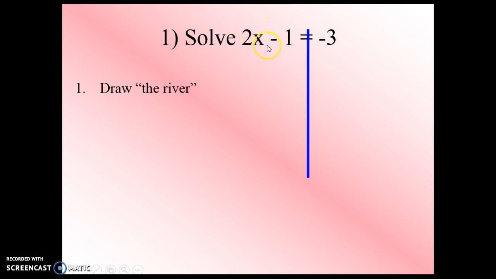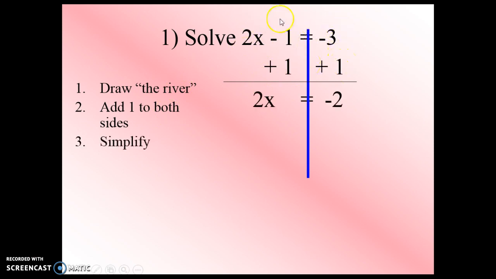How do we move minus 1? We have to do the opposite. The opposite of minus 1 is plus 1. Whatever you do to one side, you have to do to the other. So we simplify that. We bring our 2x down. These cancel out. Negative 3 plus 1 is negative 2.